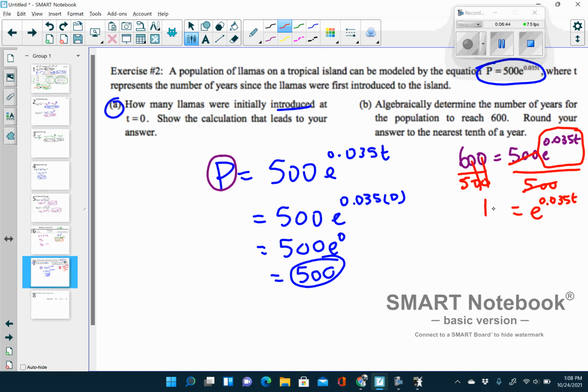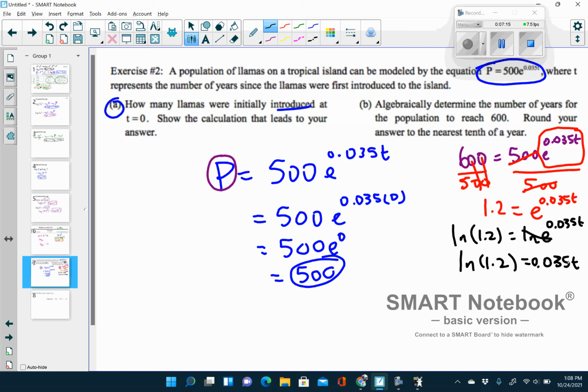So I have 1.2. And just like we did on the previous slide, the opposite of e is ln. So we're going to ln both. So ln of 1.2 is equal to ln of e to the 0.035t. ln and e cancel each other out. So I'm left with ln of 1.2 equals 0.035t. You can put a 0 here if you'd like.